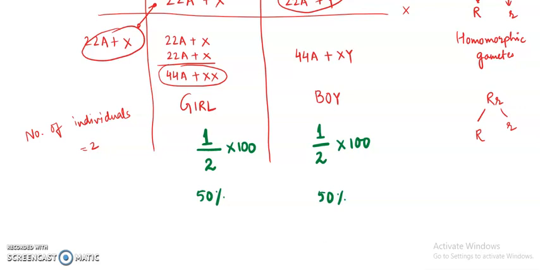Okay, so this is an important concept of chapter 9 heredity, and it comes under the sex determination topic.